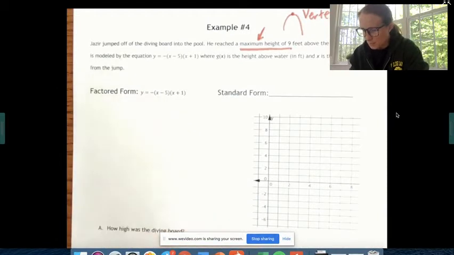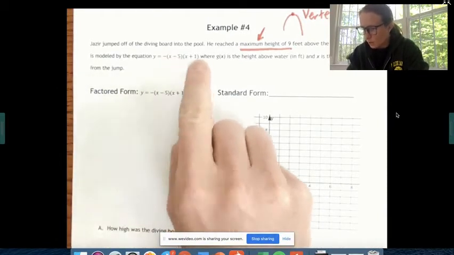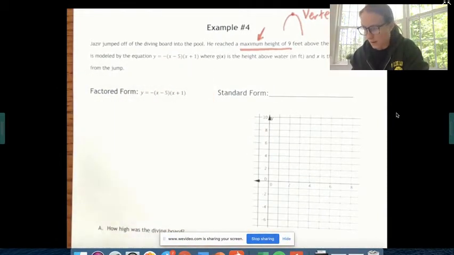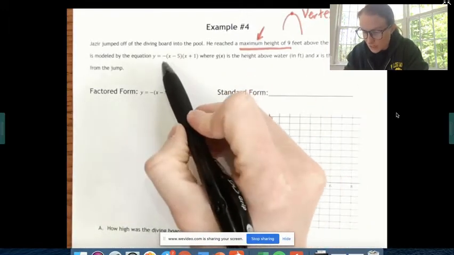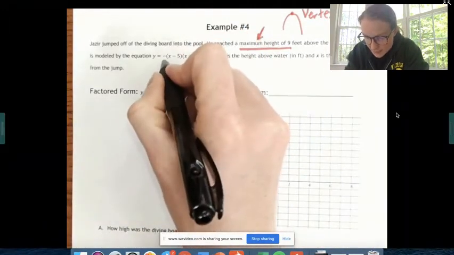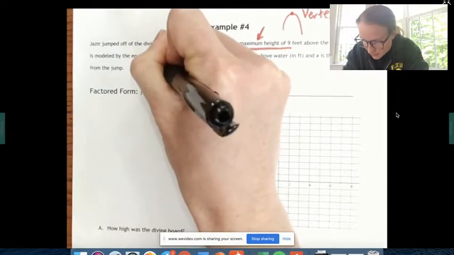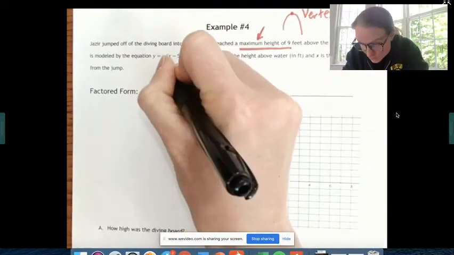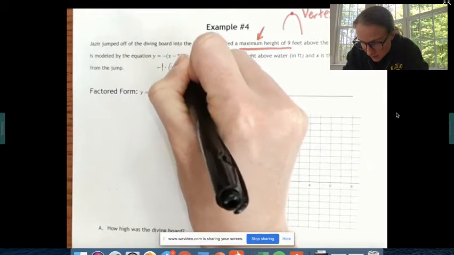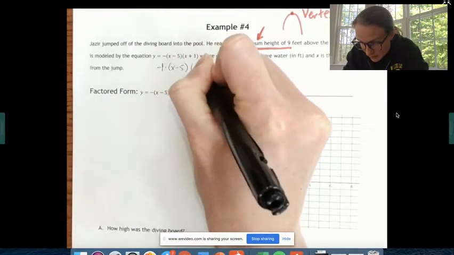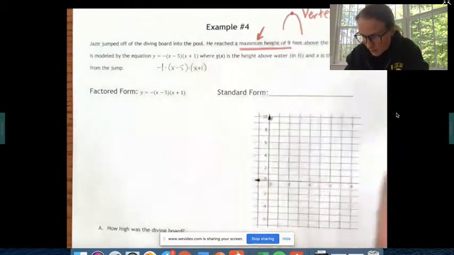His jump is modeled by the equation. Ooh, and this is in factored form. All right, this is in factored form because we have multiplication. We have -1, and this negative is the same thing as -1. That's your a value, times x minus 5 times x plus 1. All right, those are all being multiplied.